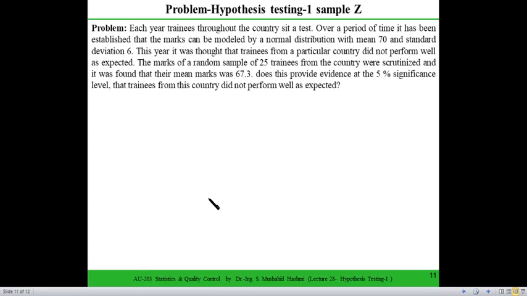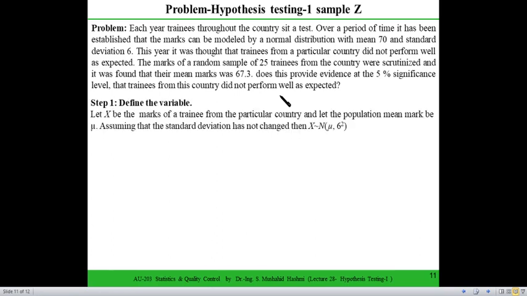From this question, obviously in an examination it is not mentioned whether this problem belongs to hypothesis testing or not. But here the statement, does this provide evidence at the 5% significance level that the trainees from this country didn't perform as well as expected, because their expected score is 70, and if they are performing less than 70, it means their performance is not up to the mark. So this is about making a decision about a population through a sample statistic, and the sample statistic here is a mean value which is given.